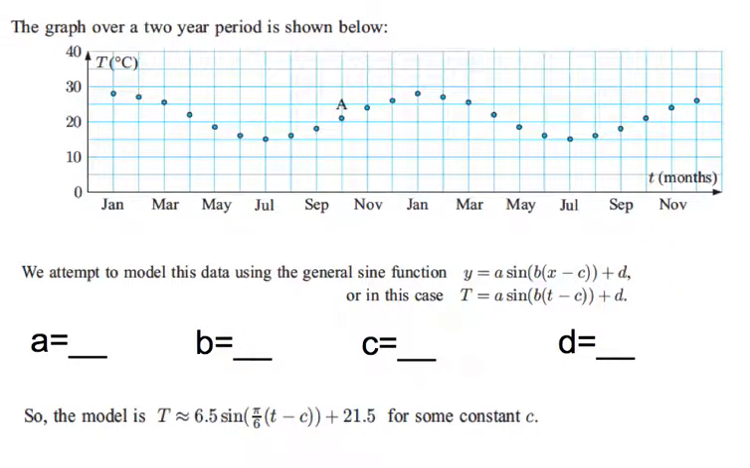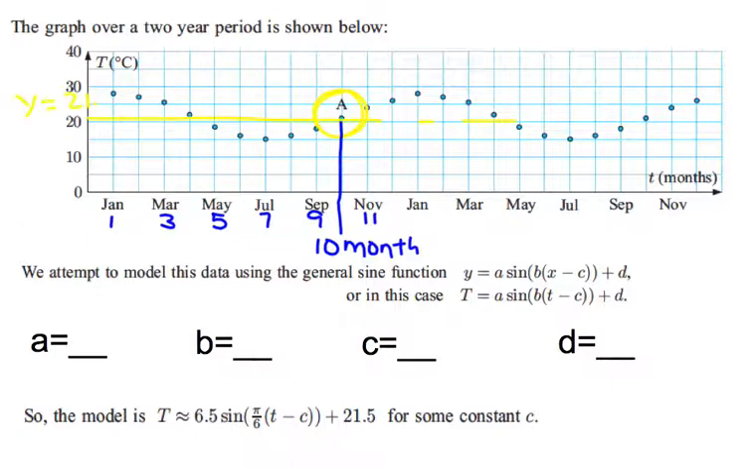All right, so here's the graph again, what I was just talking about, our A value. That is our shift to the right, and how many months is that? This is January, February, March, April, May, June, July, August, September, October, November. So where is that? How many months have gone by? 10 months. And this is the point that touched on the horizontal axis of y equals 21.5.